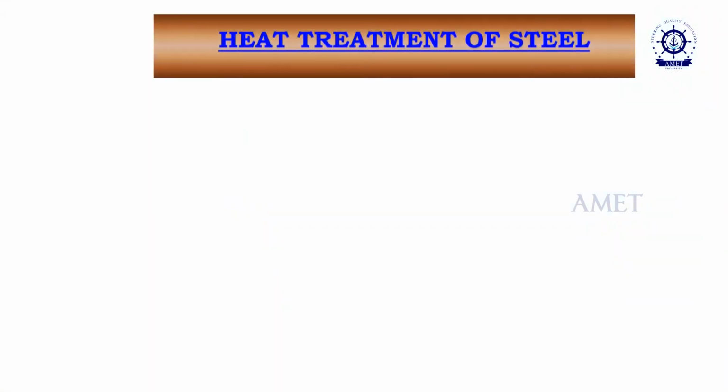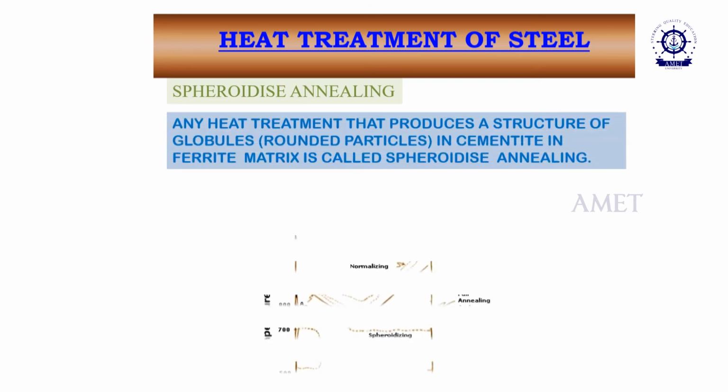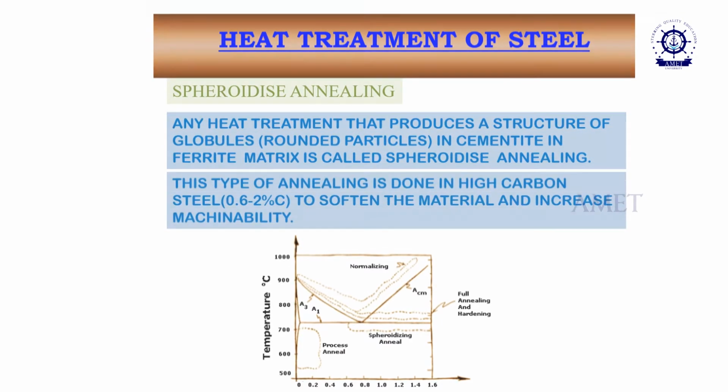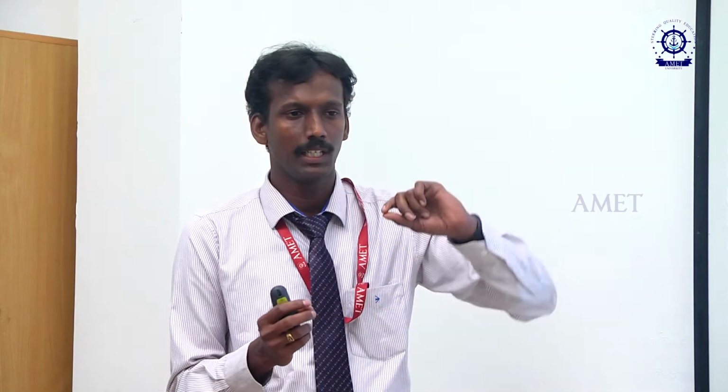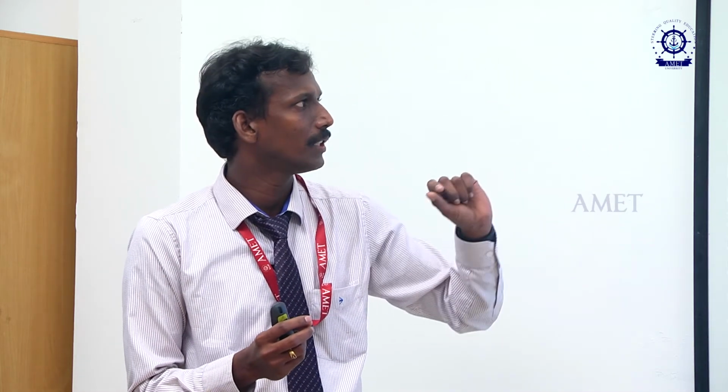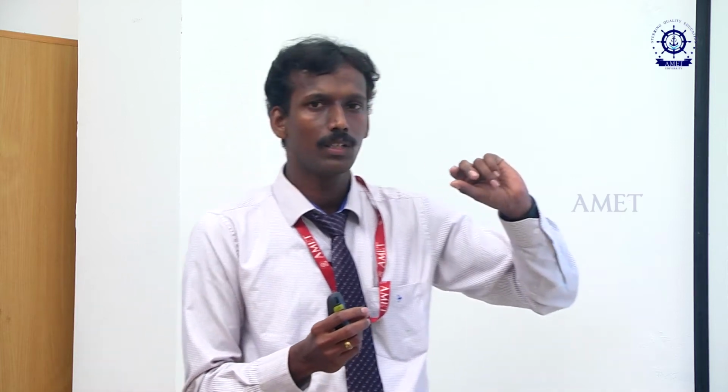Then we talk about spheroidized annealing. The name spheroidized is nothing but a circular, rounded shape. We have cementite in the metal matrix, so that is called spheroidized annealing. This is also a heat treatment process, the same as annealing. We heat it, but inside the phases it shows circular objects. The circular object is nothing but a spheroid. In that, we can see cementite present in the ferrite matrix. So it is called spheroidized annealing.